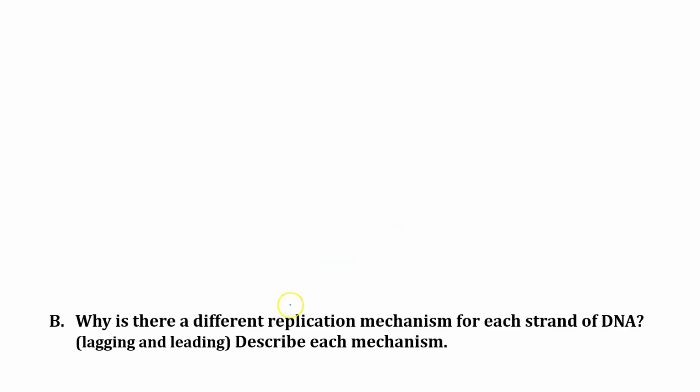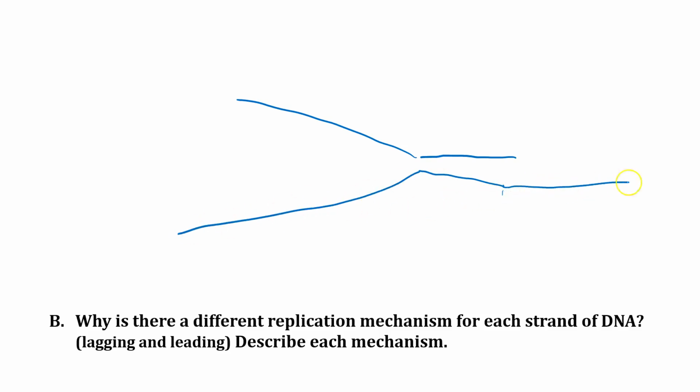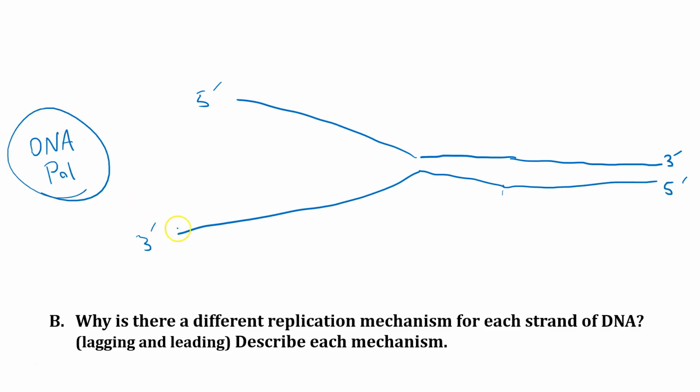All right, and then why is there a different replication mechanism for each strand of DNA? And that gets us to this whole directionality thing. If I'm going to draw a picture of a replication fork, let's say these two blue lines represent 2 strands of DNA, and here's the place where they've just been broken apart. Well, if this was the 3' end of one strand, then this would be the 5' end of the other strand, and if that was the case, then this would be the 5' end of this strand, this would be the 3' end of this strand. Well, DNA polymerase, it has to read off of the 3' end of a template and then build in the 5' to 3' direction.